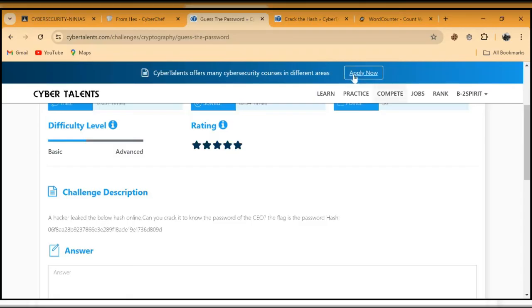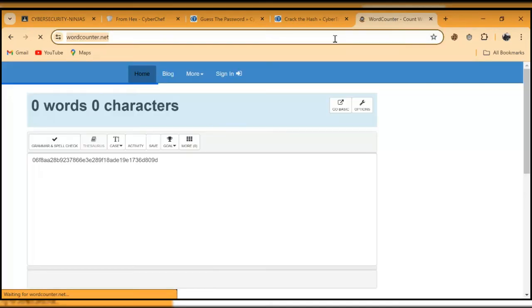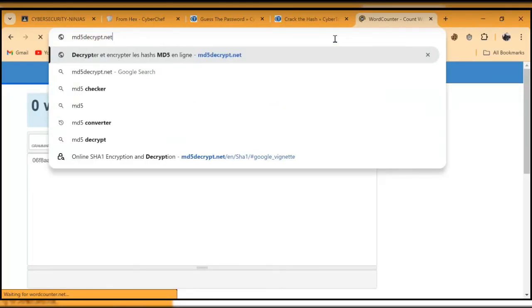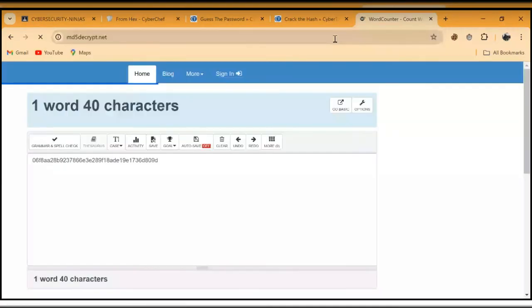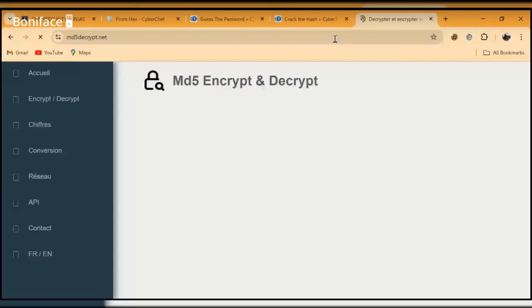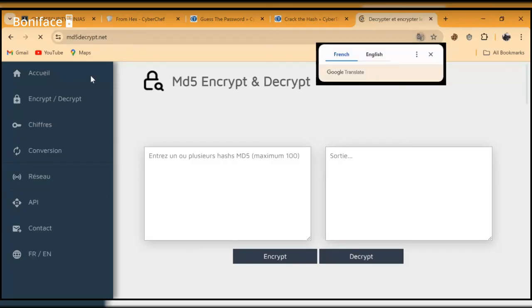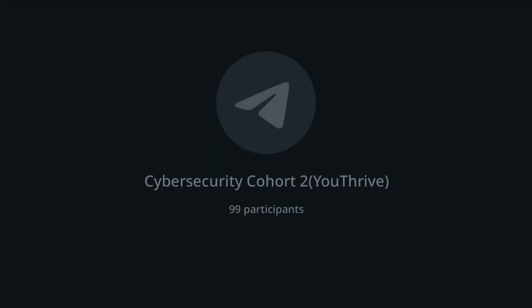Using that same website. Do you have the one you used the other time? I think, okay, that same website. Yes. All right, we go there again. Click on encrypt or decrypt. Okay, let's change it to English first. Select.